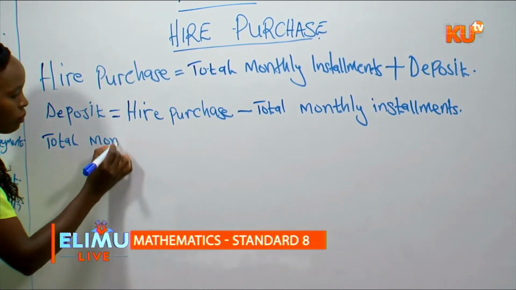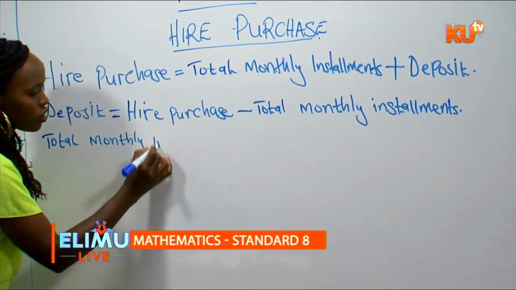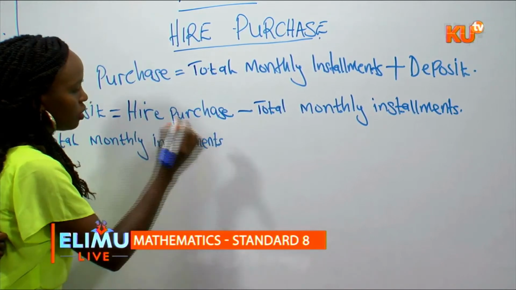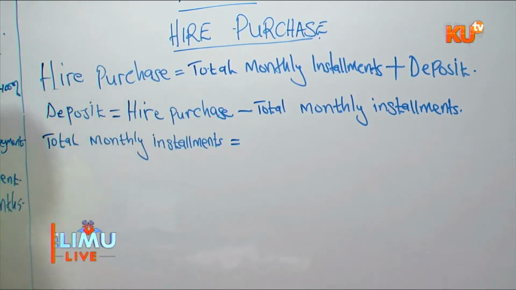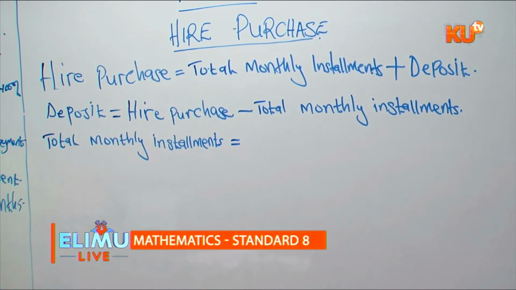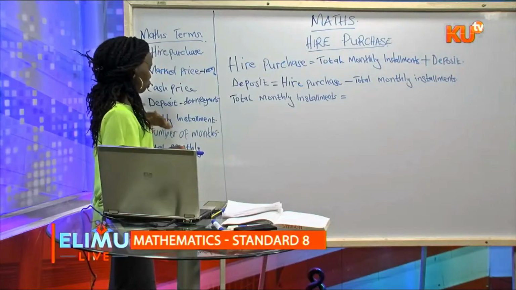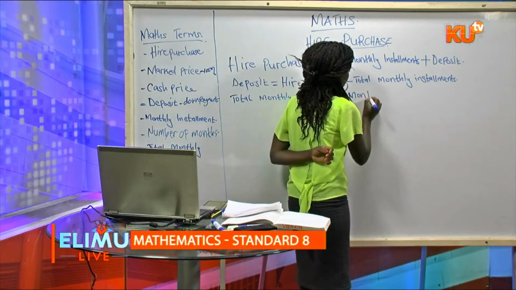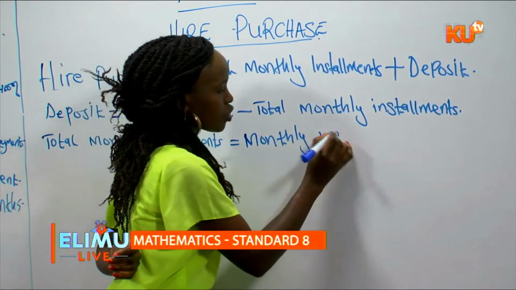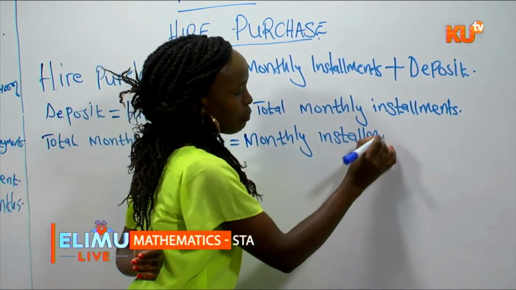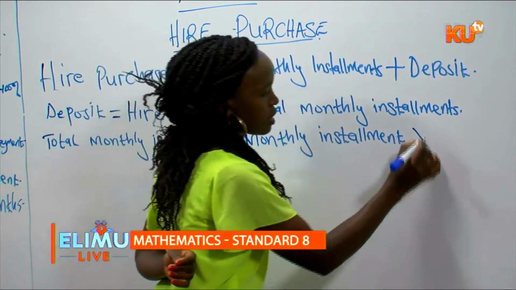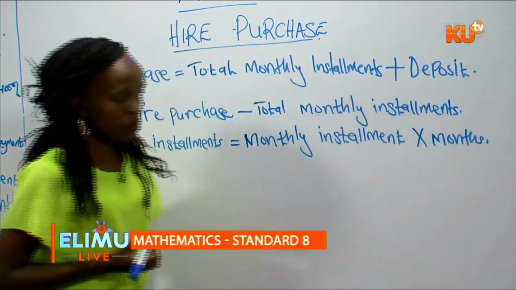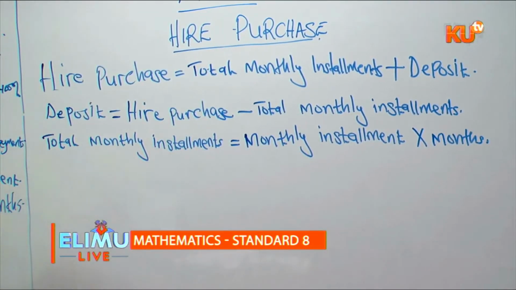Total monthly installment. For us to get the total monthly installment, as we said earlier, it is the number of months times what you pay per month. So it is the monthly installment, that is the amount you pay per month, times the number of months. So you get your total monthly installment.